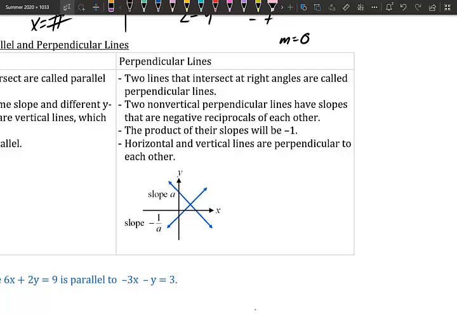Two non-vertical perpendicular lines have slopes that are negative reciprocals of each other. The product of their slopes would be negative 1. So if you have two slopes, you multiply them and it equals negative 1. They're perpendicular. Horizontal and vertical lines are perpendicular to each other. So negative reciprocal, what that means is flip and change. We'll talk more about that.